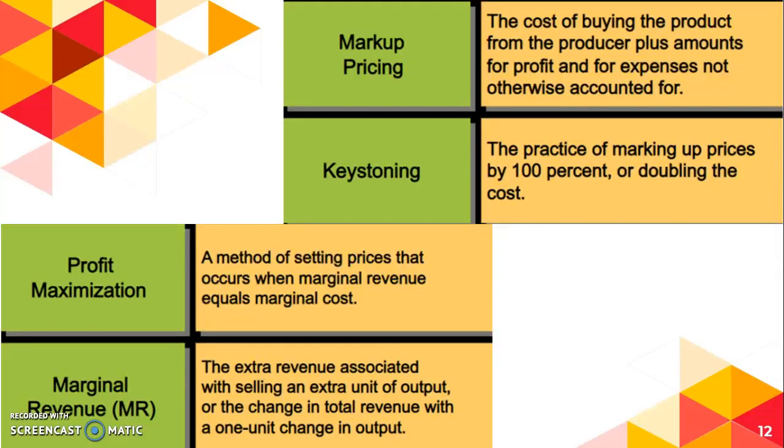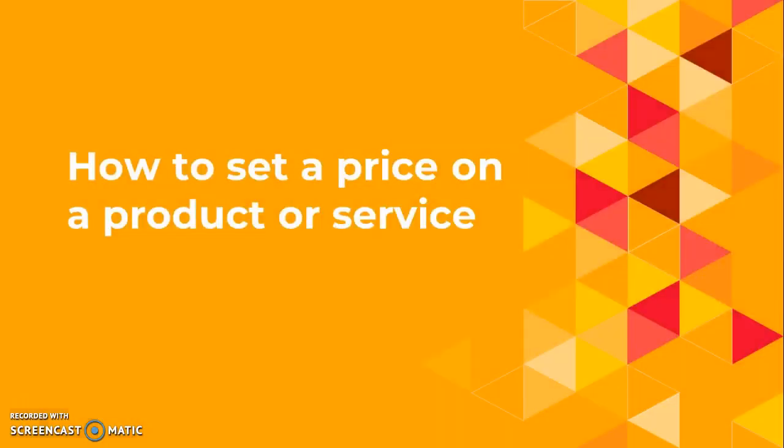Markup pricing is the cost of buying the products from the producer plus an amount of profit. Keystoning, I'm helping you here a little bit: the practice of marking up prices by 100%, or doubling the cost. Profit maximization is a method of setting prices that occurs when marginal revenue equals marginal cost. Marginal revenue, okay, you can go ahead and pause the video and read it.